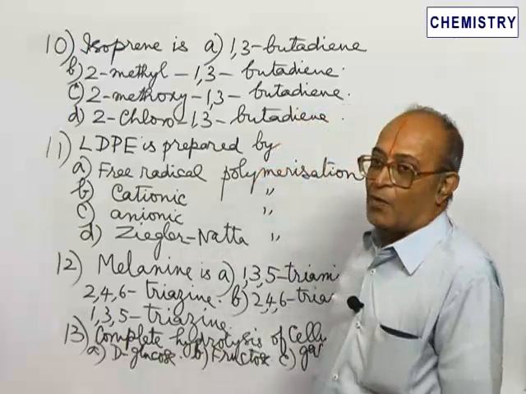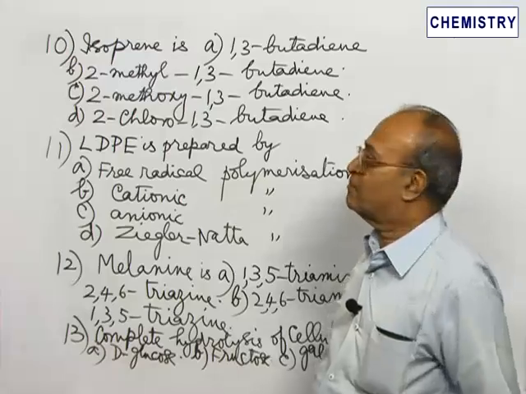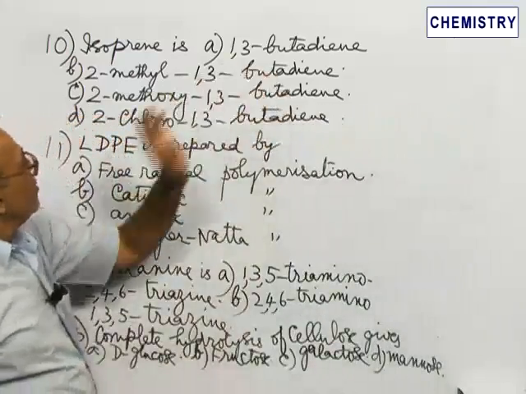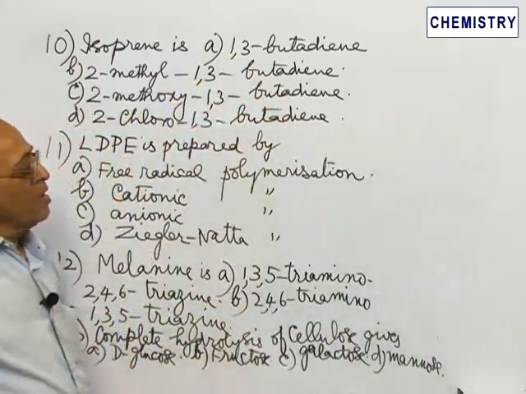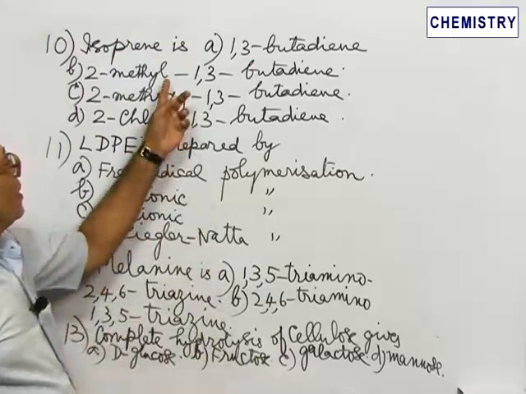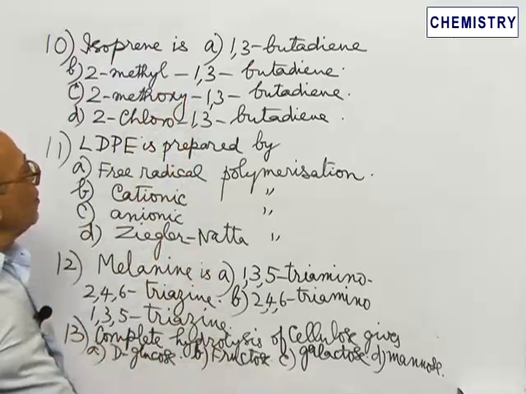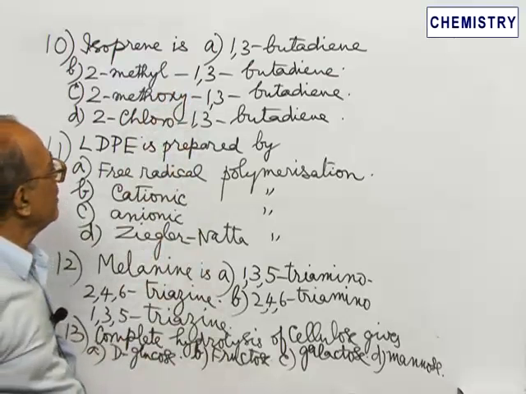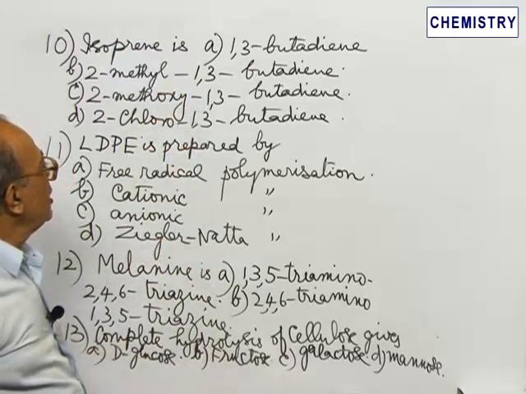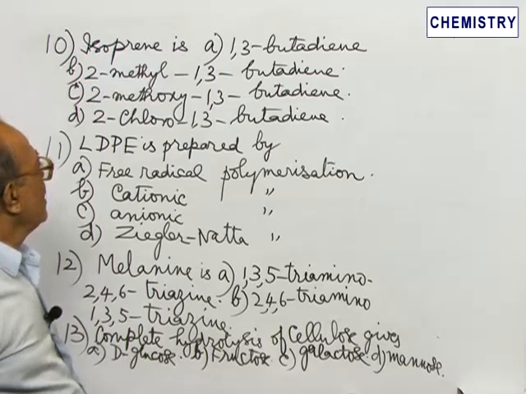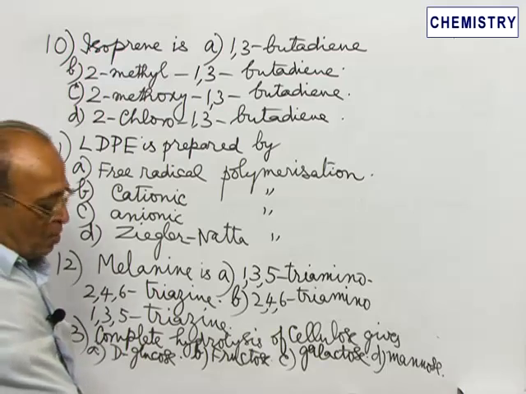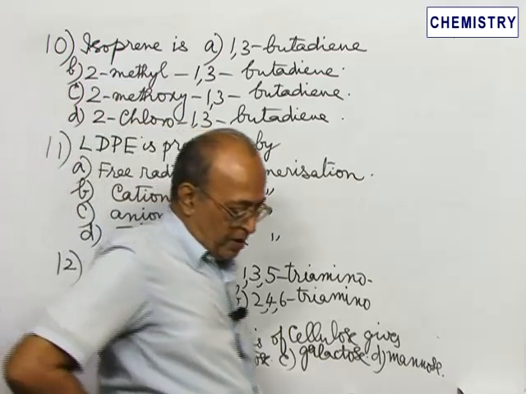Now, what is isoprene? Isoprene is, four options are given: A, 1,3-butadiene, or B, 2-methyl 1,3-butadiene, or C, 2-methoxy 1,3-butadiene, D, 2-chloro 1,3-butadiene.